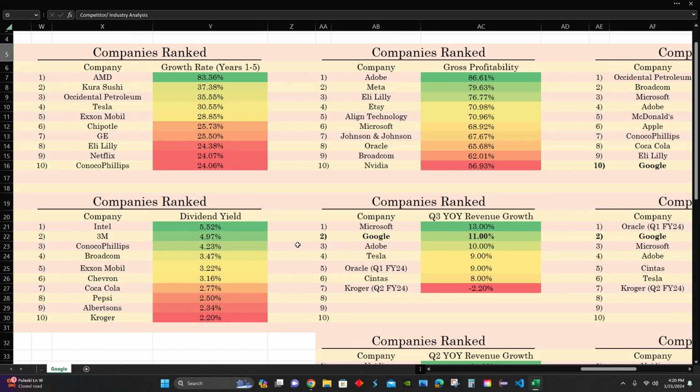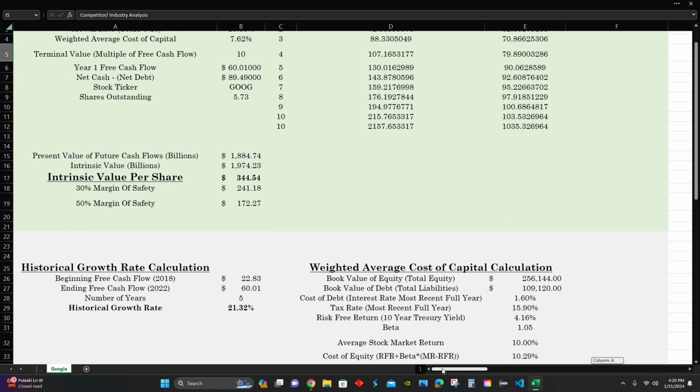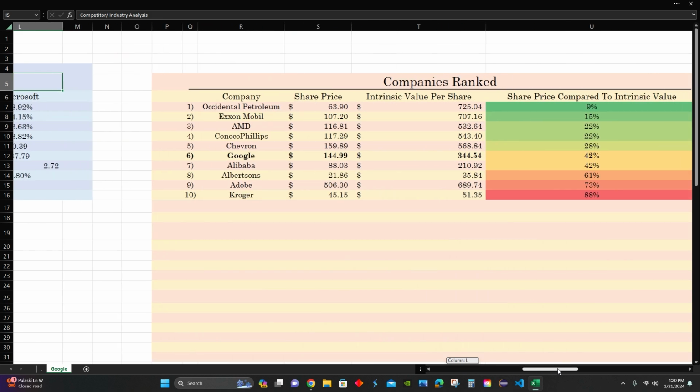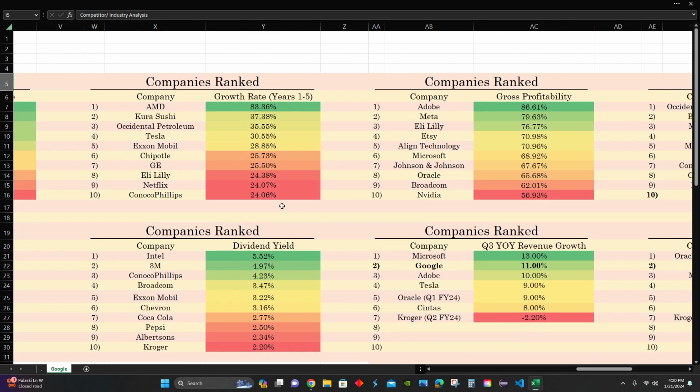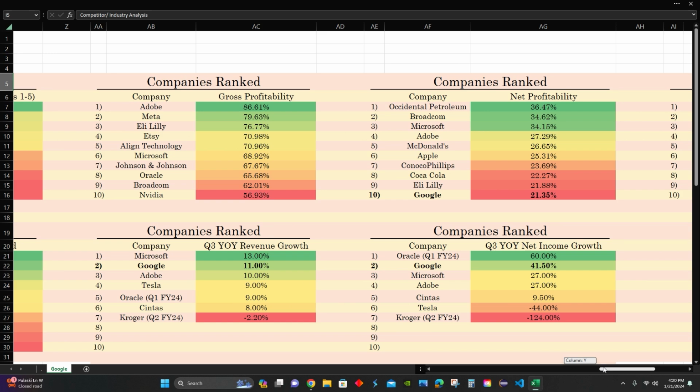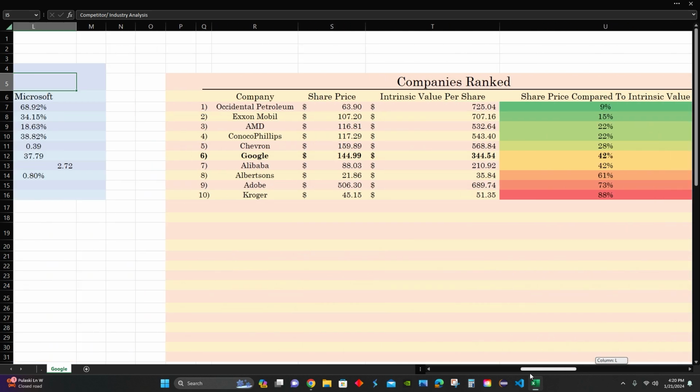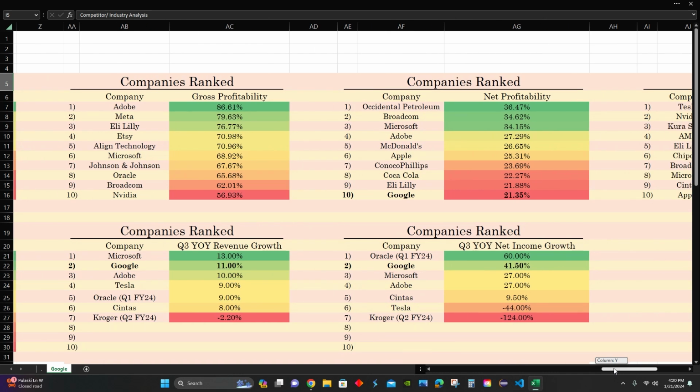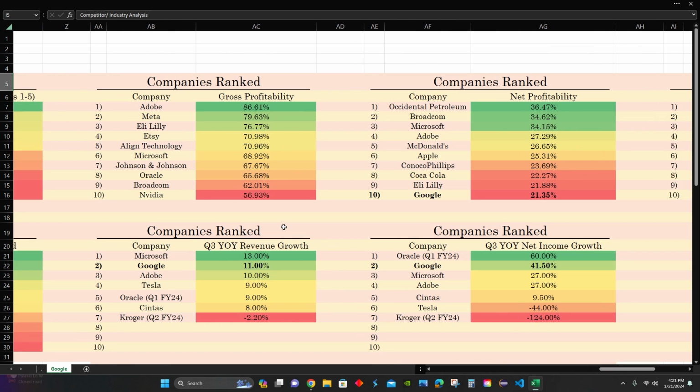Next, we can see for a growth rate, Google had an estimated growth rate of around 21%, which isn't good enough to get them onto the growth rate table right here, as we can see. For dividend yield, Google doesn't pay a dividend, and the highest was at 5%. For profitability ratios, we can see that Google had a gross profit of around 55%, I believe. Yep. Which means they're not good enough to get onto the gross profit table. Adobe had the highest at 86%. For net profit, Google came in 10th place with a 21% net profit margin.